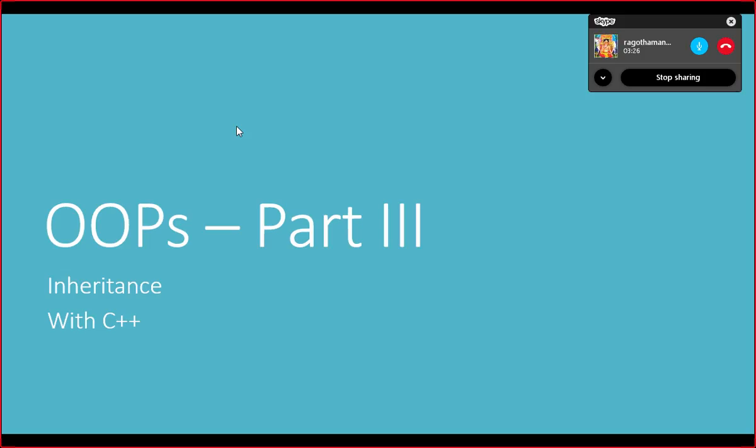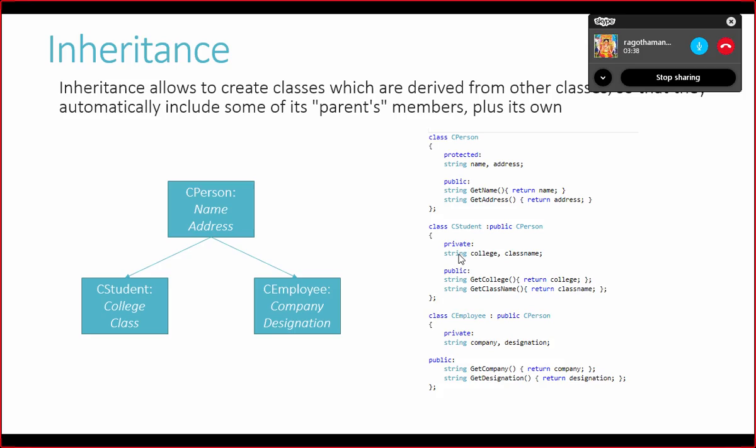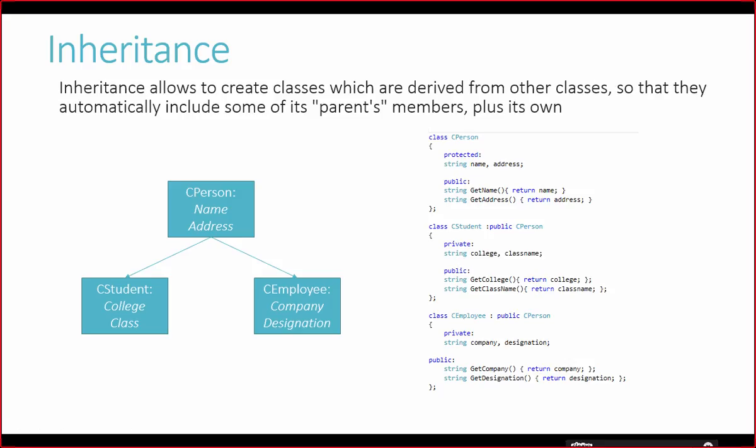So this is the third topic that I am introducing in OOPS, which is called inheritance. So what is inheritance? Inheritance allows us to create classes which are derived from other classes. So it will automatically include some of the properties of its parent. So what does it mean?